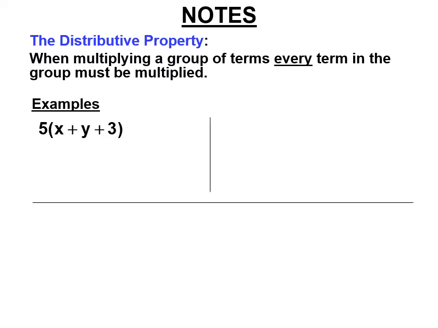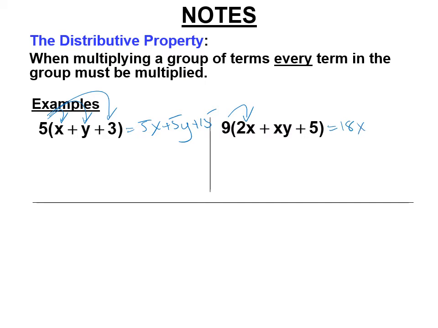So that's 5 times x plus y plus 3. We don't know what x is or y is. We don't know their values. We're going to make this simpler. Oh, I didn't say to simplify it. But 5 times x is 5x. 5 times positive y is positive 5y. And 5 times positive 3 is 15. It's that easy. Here, 9 times 2x is 18x.